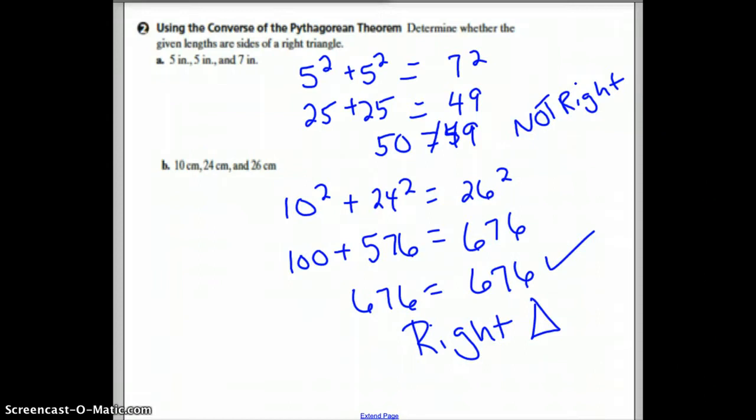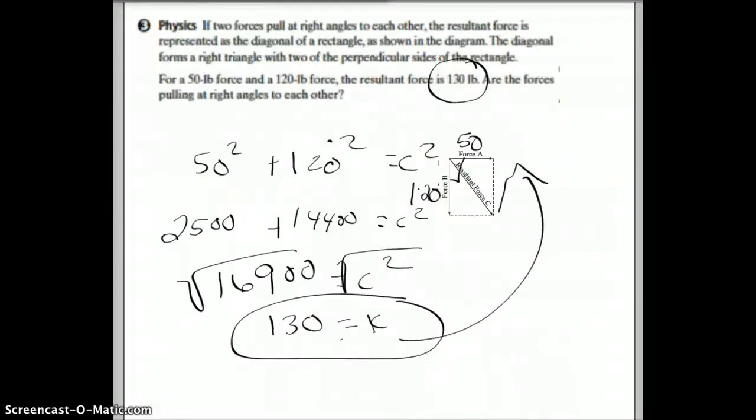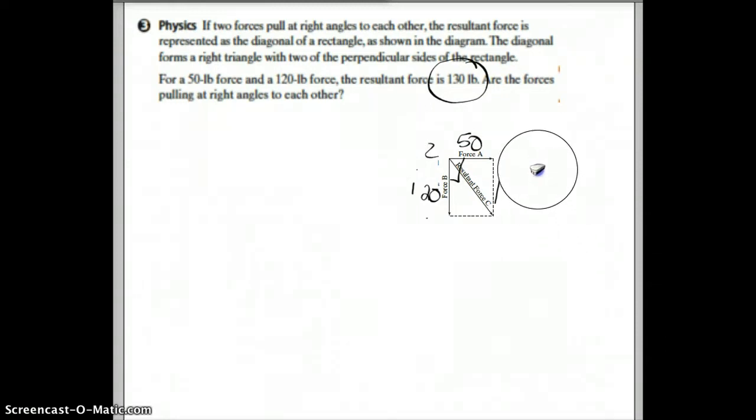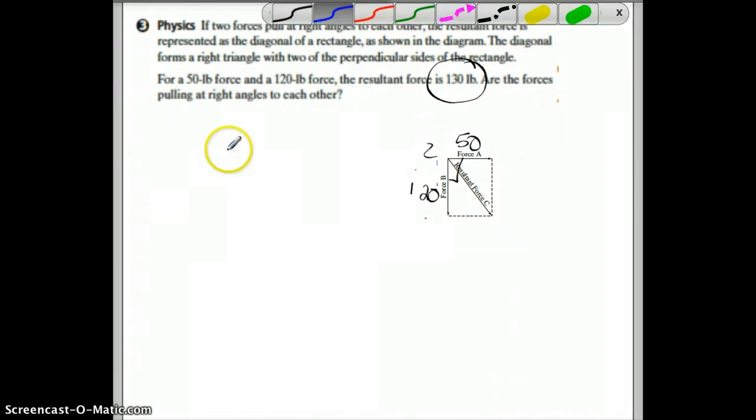Let's go on to a physics problem, okay? So we have two forces pulling at right angles. Here's a little diagram. So we have one force b, which we're told is 120 pounds, and we have force a, which we're told is 50 pounds. So the result is the 130, okay? All right, so we're trying to prove whether these two forces, the 120 and the 50-pound forces, are pulling at a right angle. Forces work the same as the Pythagorean theorem.